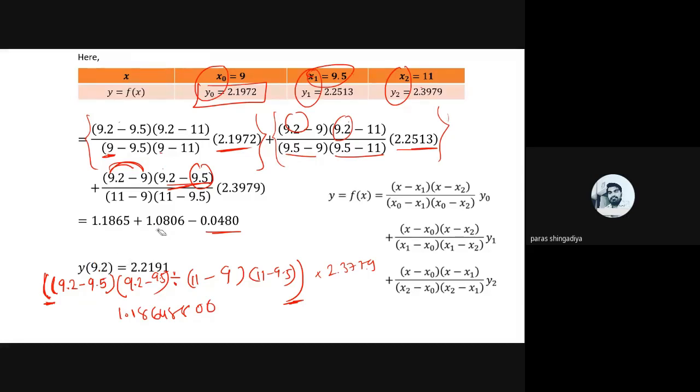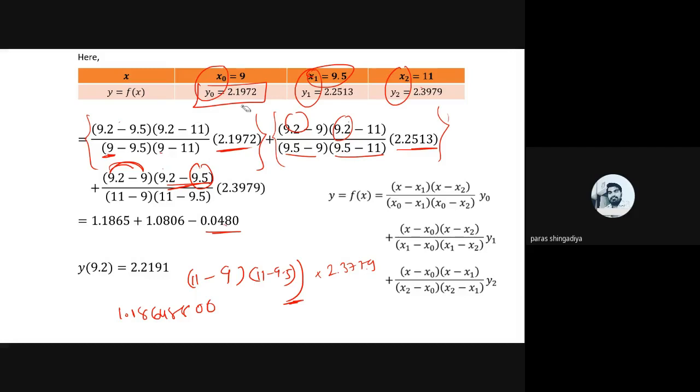1.1865 plus 1.0806 minus 0.0480, that is the answer of y of 9.2, meaning f of 9.2, and that is equal to 2.2191. Okay, the answer is 2.2191, and after that you can also verify whether this answer is correct or not.